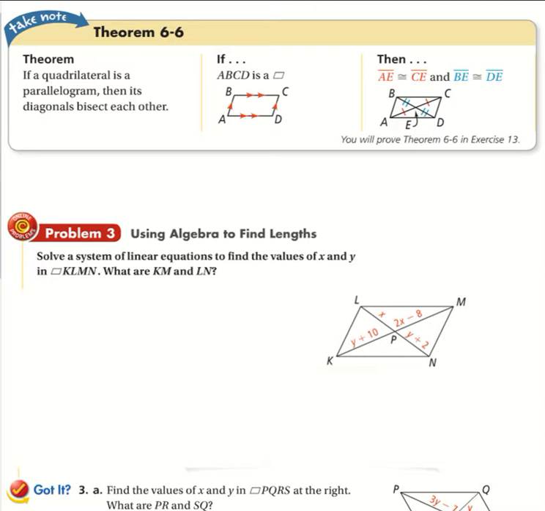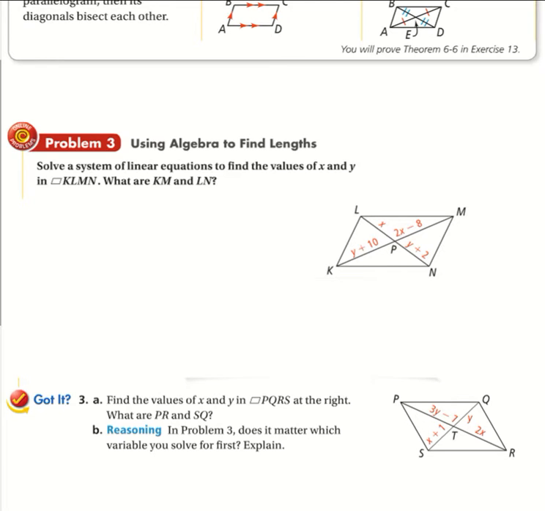Alright, so we're going to solve some systems of linear equations, find the values of x and y and k, l, m, n. And then we're going to find KM and LN. So, if this is a parallelogram, and it is, then I know that the diagonals bisect each other. So I know that KM bisects LN. And through that, we can set up some equations.